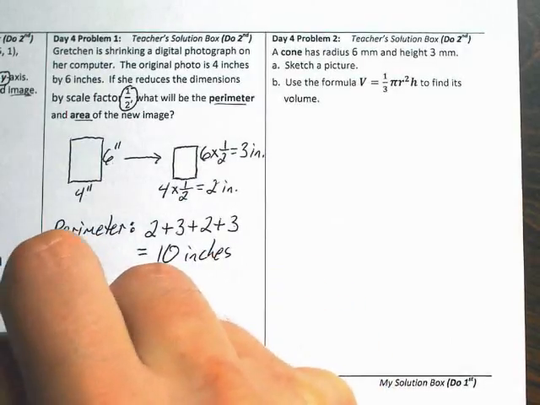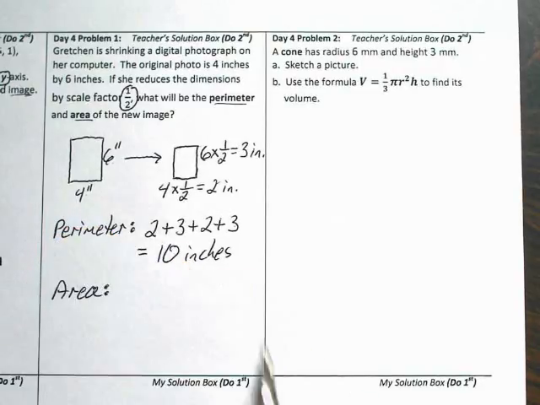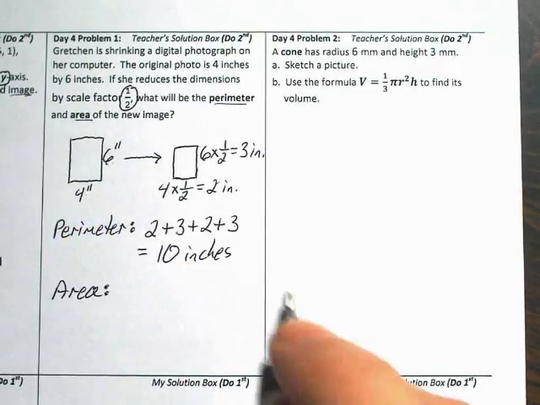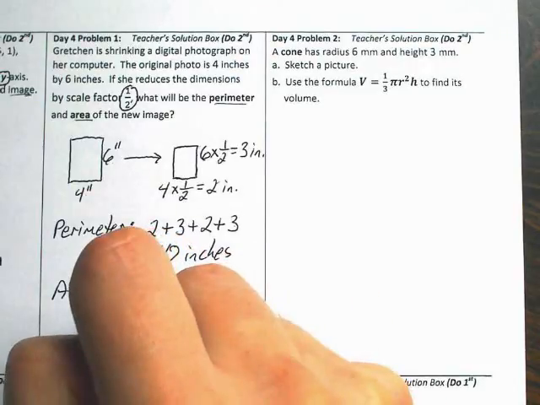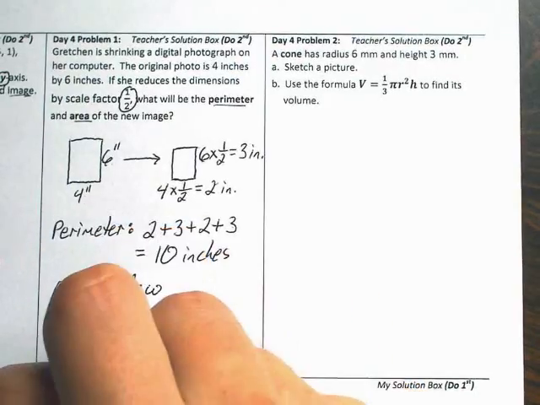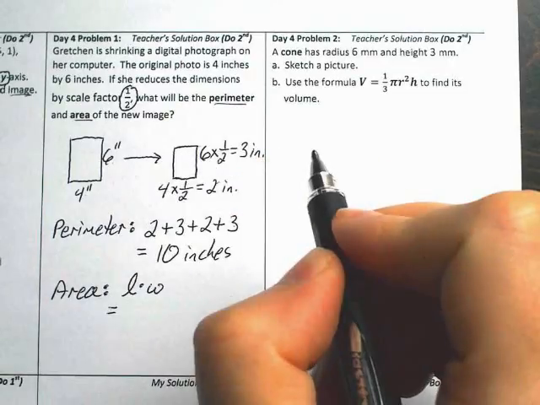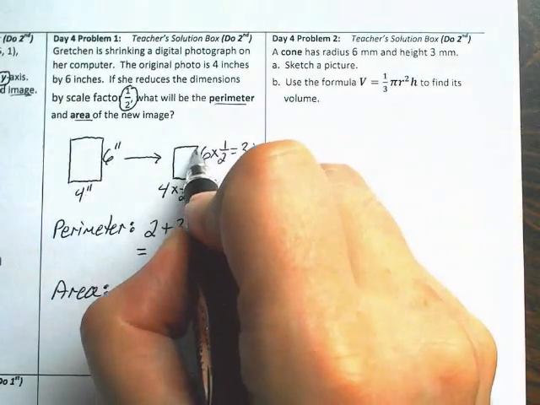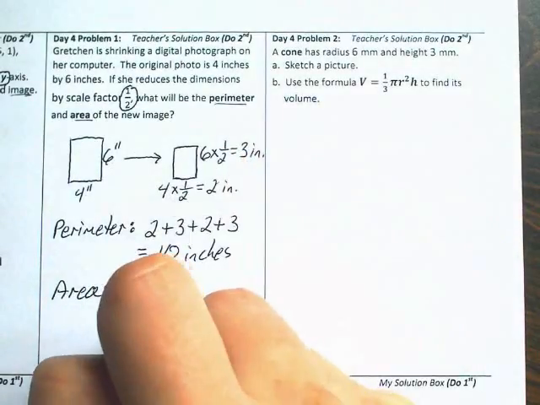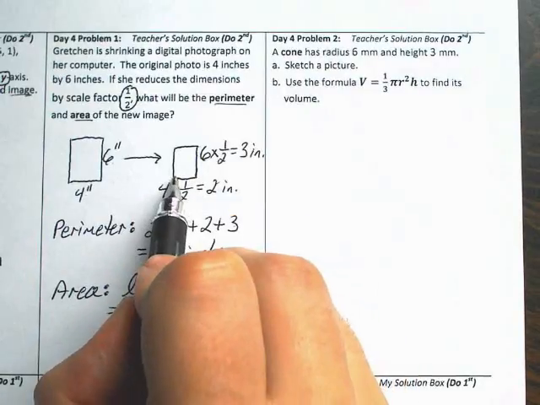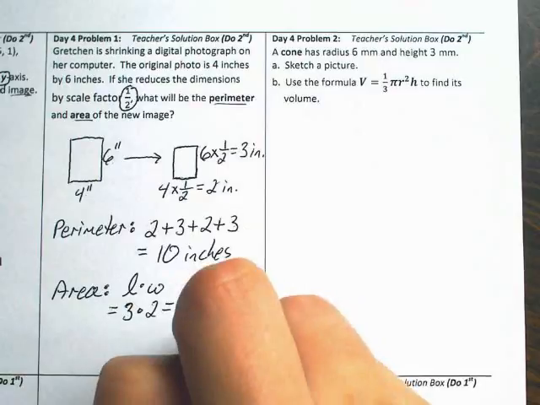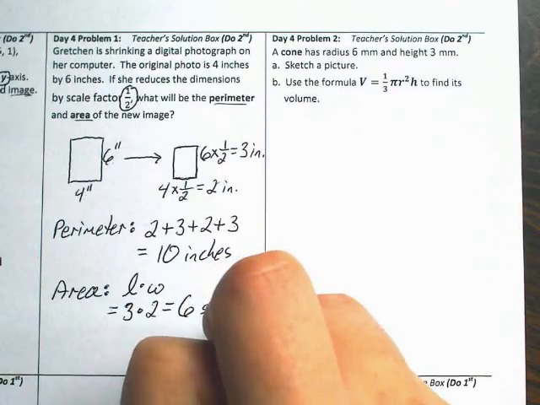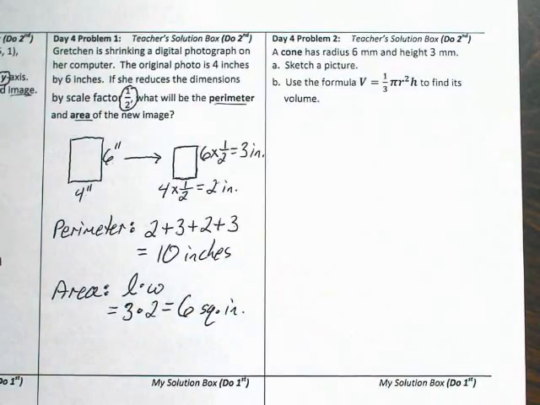And now area. For any rectangle, to find area is a matter of multiplying length times width. Right? So length times width. The length, or another word, height for this photograph is 3 inches, times the width of this is 2 inches, and 3 times 2 is 6 square inches.